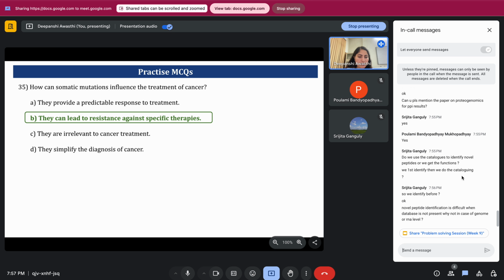Yeah, novel peptide identification is difficult if the database is not present. Why not in the case of genome or RNA level? First of all, at the genome level, if you have a genomic sequence, the genome sequence is a constant thing, it does not change.